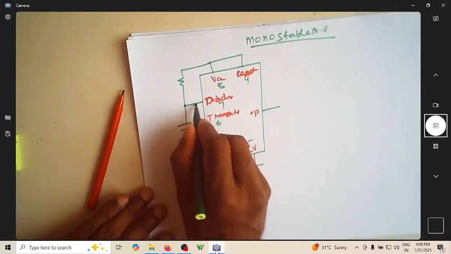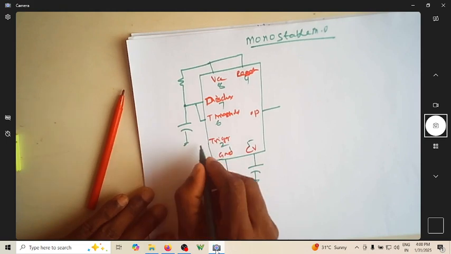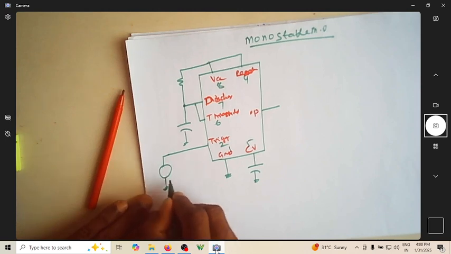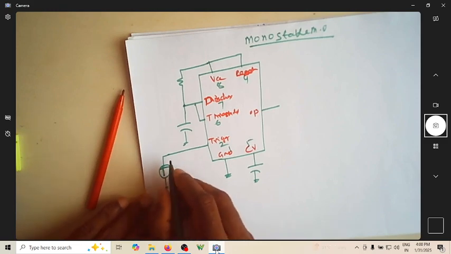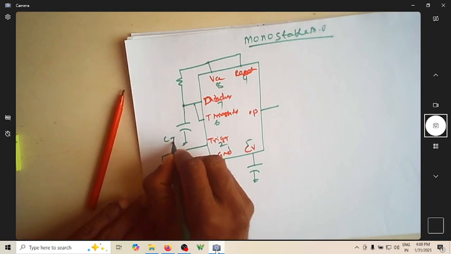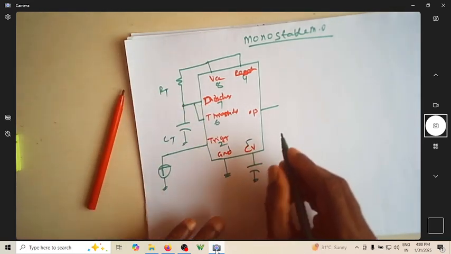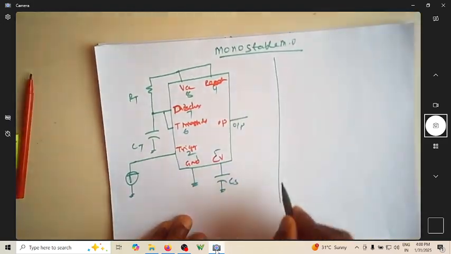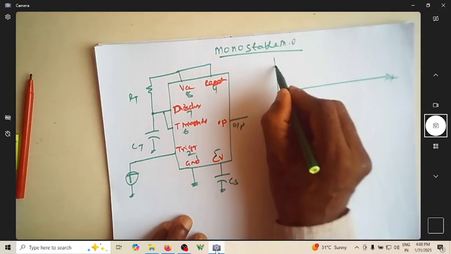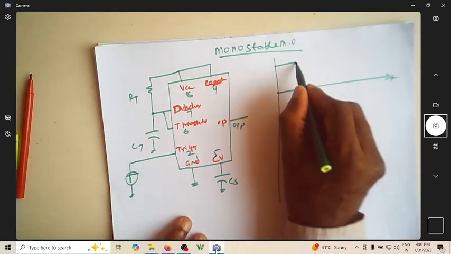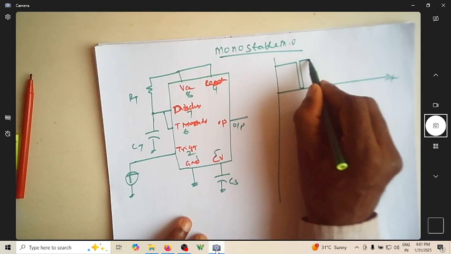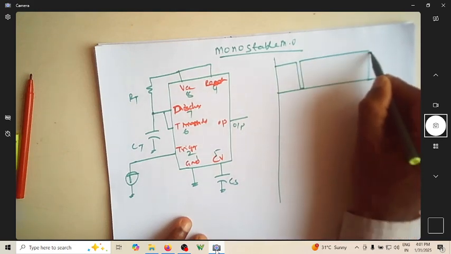This is discharge and this is my trigger signal. The trigger signal should be such that you are able to apply a trigger signal going less than VTL. So this is RT, CT. This is CS. This is the output. Now this is your trigger signal. Let it be initially high. You make this go low and then let it go high again. You can give one more trigger signal after some time.